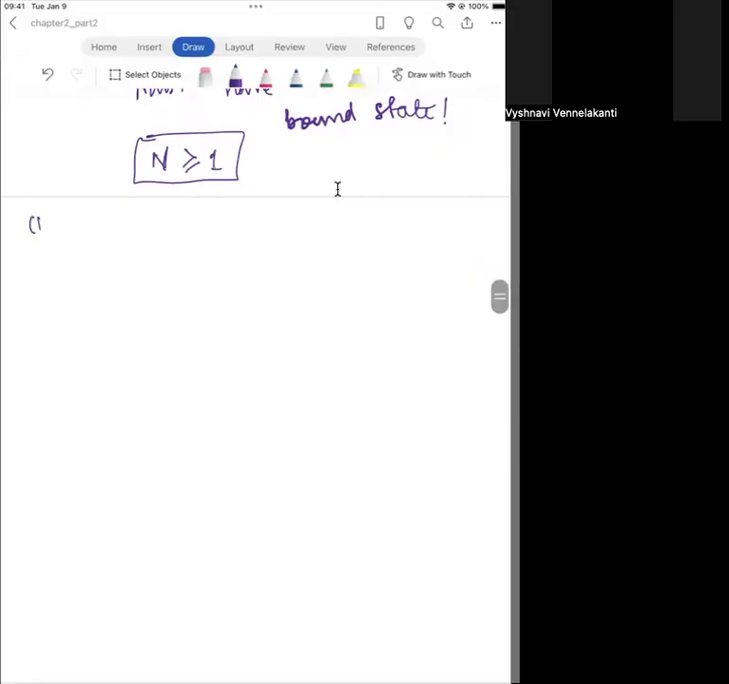Now let's move on to part B of this question. This question is asking if the wave function is continuous at x equals 0. Now, what is the value of this? What is it? So let's actually write it down.